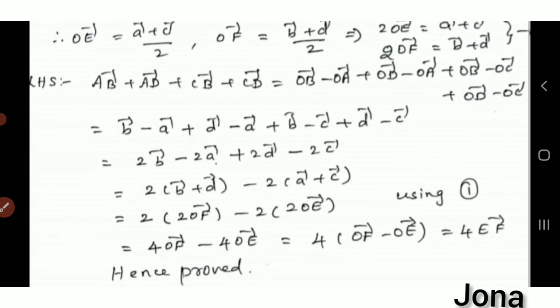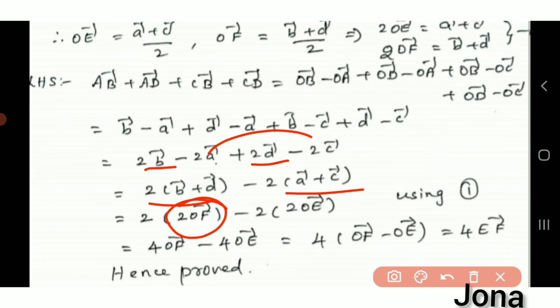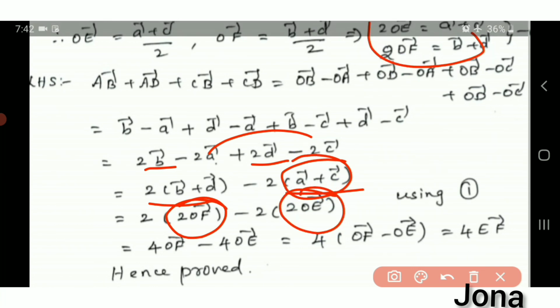So if we substitute the values here, we got like this. So B vector minus A vector, D vector minus A vector, B vector minus C vector, D vector minus C vector, like this. Here 2 times B, 2 times A, and 2 times D, and 2 times C here. So we can take from 2B and D, 2 of B plus D, and from these two we can take minus 2, so 2 of A plus C. This B plus D can be written as 2OF, and A plus C can be written as 2OE. By these two we have this, already we proved that.